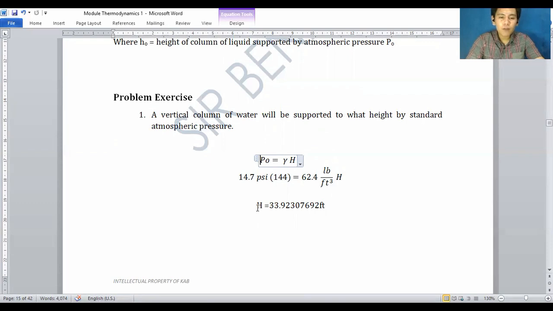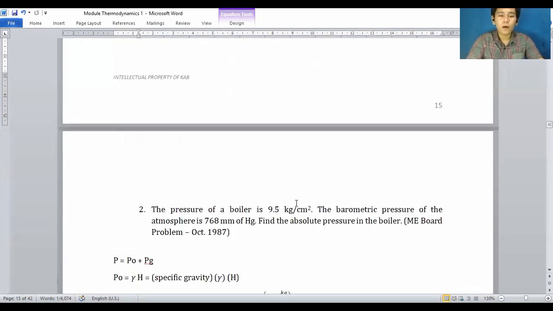Therefore, we can simply solve for the height, which is 33.92 feet. Take note, we use a conversion factor of 144. Since it is in pounds per square inch, we should change the square inch into square foot, which is 12 squared. 12 squared is 144. So cancel feet squared, cancel pounds here. All we have left is feet. Therefore, the answer for the height is 33.92 feet.